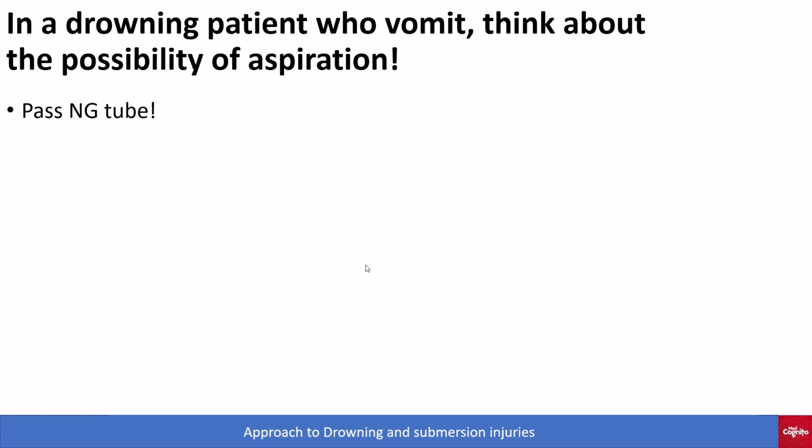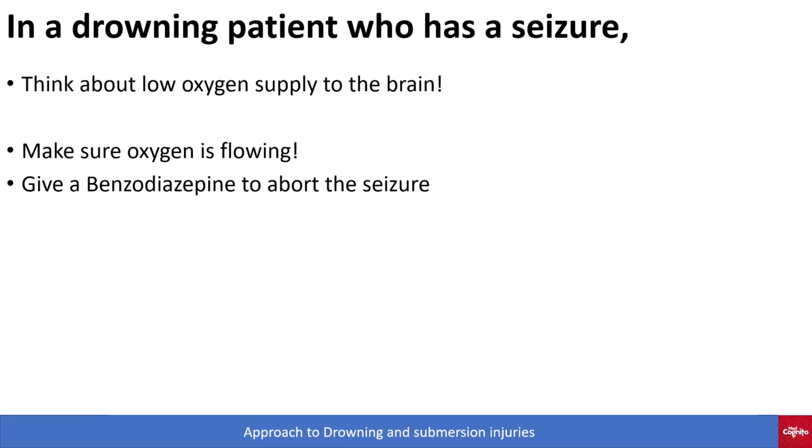What are the three reasons why patients get arrhythmias in drowning? Hypoxia, acidosis, and hypothermia. Beautiful.